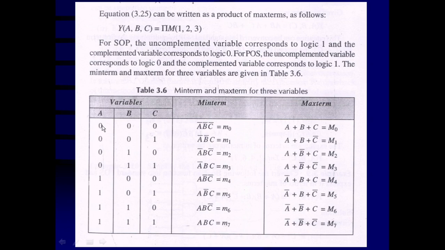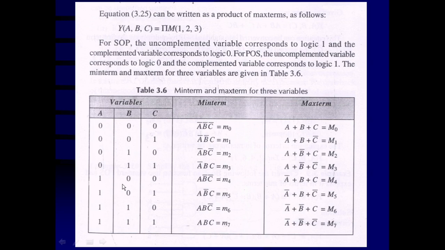So here we can write A or B or C, that is going to be m0. A or B or C bar, because 1 corresponds to complemented variables, that is going to be m1. You can see that one. Here, A or B bar or C, that is going to be m2. A or B bar or C bar, that is going to be m3.